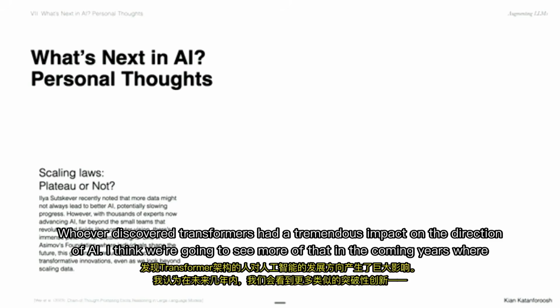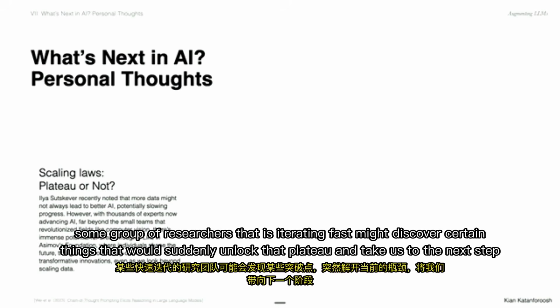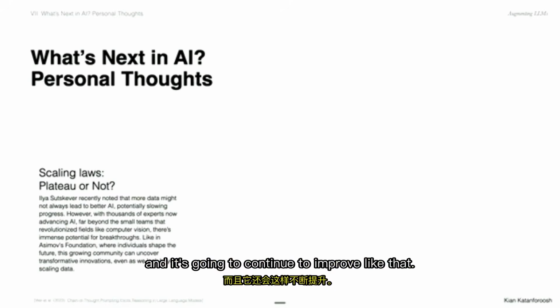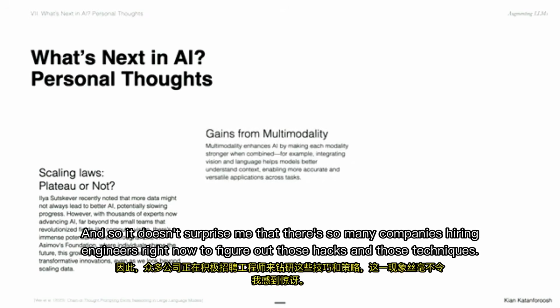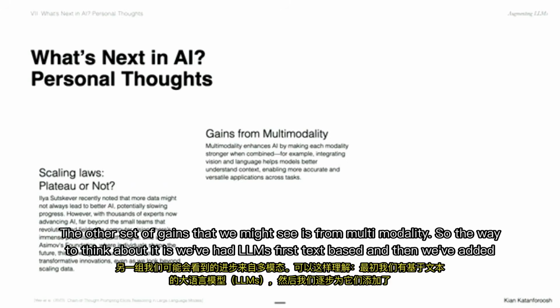You know, whoever discovered transformers had a tremendous impact on the direction of AI. I think we're going to see more of that in the coming years, where some group of researchers iterating fast might discover certain things that would suddenly unlock that plateau and take us to the next step. And it's going to continue to improve like that. And so it doesn't surprise me that there are so many companies hiring engineers right now to figure out those hacks and those techniques. The other set of gains that we might see is from multimodality.